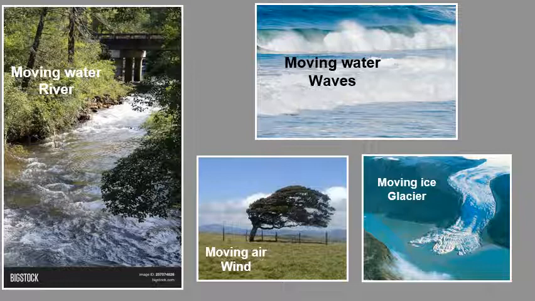We can also see an agent of erosion when moving water forms waves. Those waves transport debris and wear the land down. Another agent of erosion is moving air, forming wind. Wind also carries and transports particles that wear the land down, as does the agent of moving ice, a glacier.